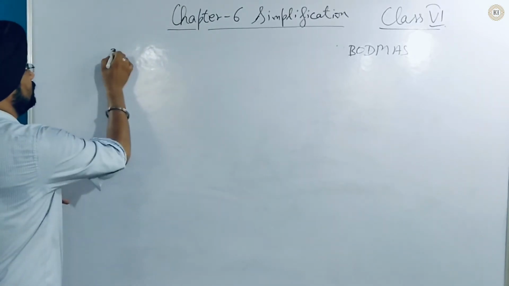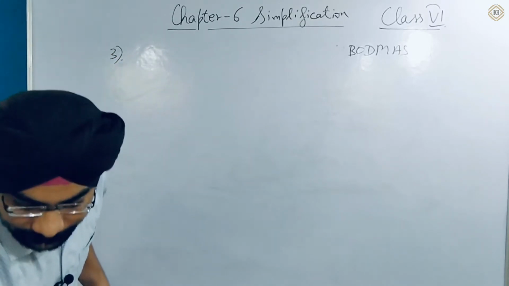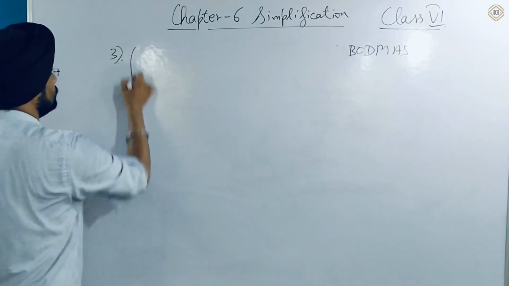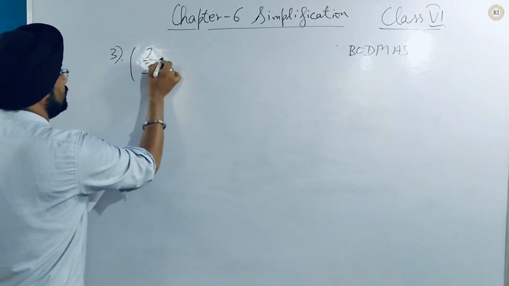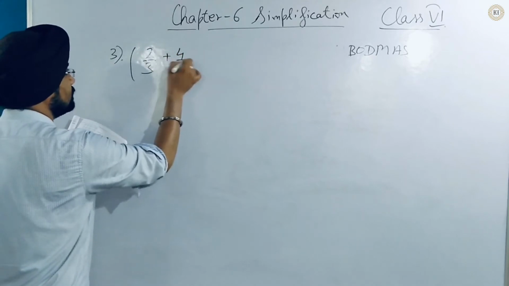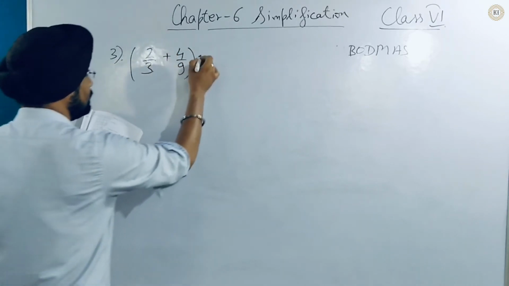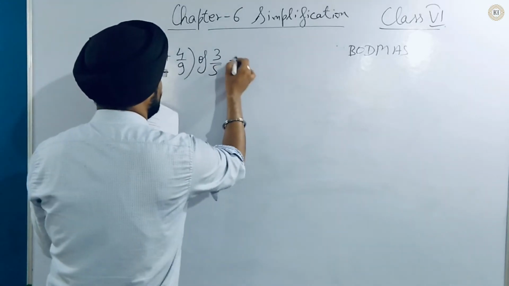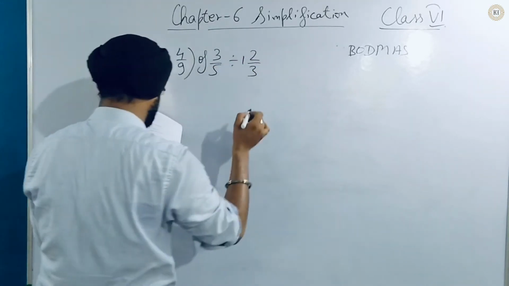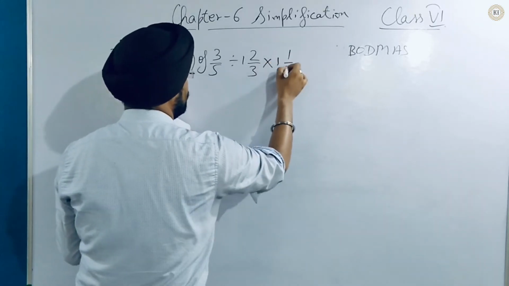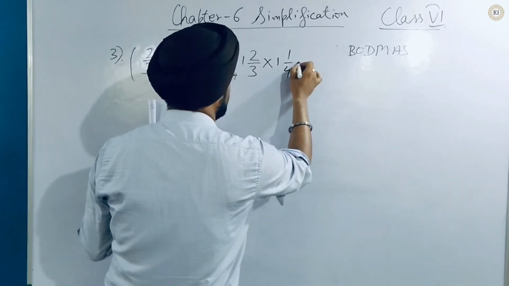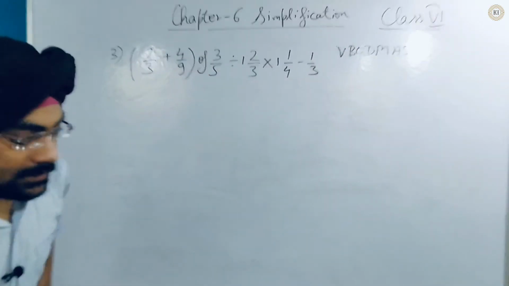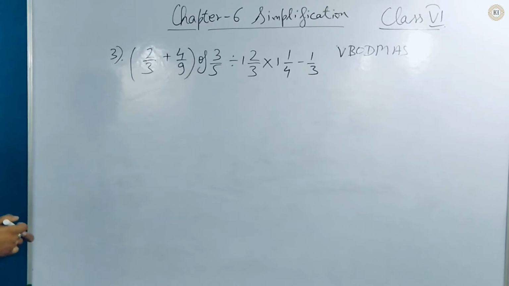Now question number three: 2 by 3 plus 4 by 9 of 3 by 5, divide 1 whole 2 by 3, multiply 1 whole 1 by 4 minus 1 upon 3. Now in this question, see here what we are going to solve. Vinculum is not there.